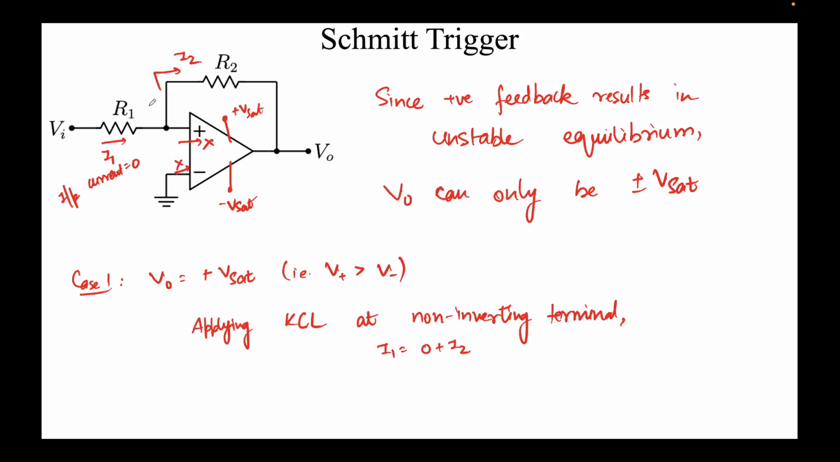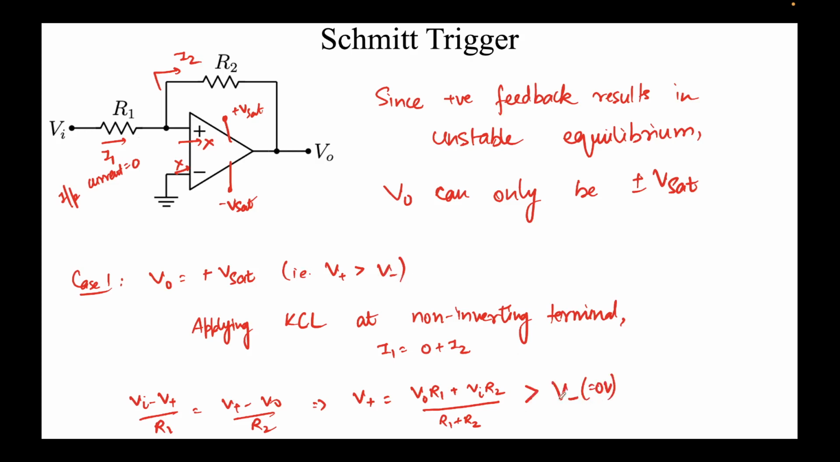Now what will be I1? If you apply Ohm's law here, it will be V1 minus V plus over R1. What will be I2? I2 will be V plus minus V0 over R2. You rearrange the terms, you get V plus equal to, you get this expression. All right. V plus equal to V0 R1 and so on. Right. And we know V plus should be greater than V minus. What is V minus? V minus is nothing but zero. Right. So this whole expression has to be greater than V minus.